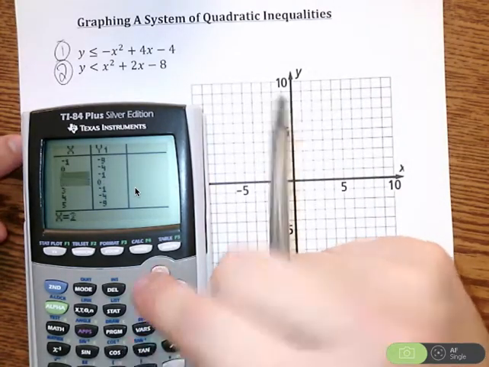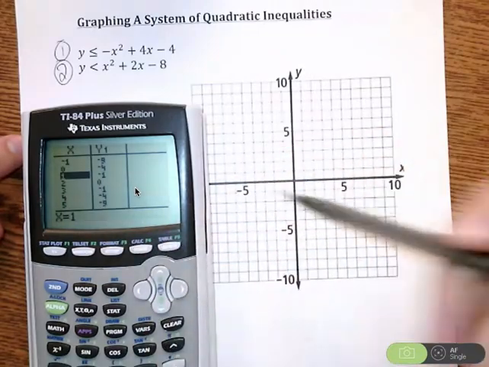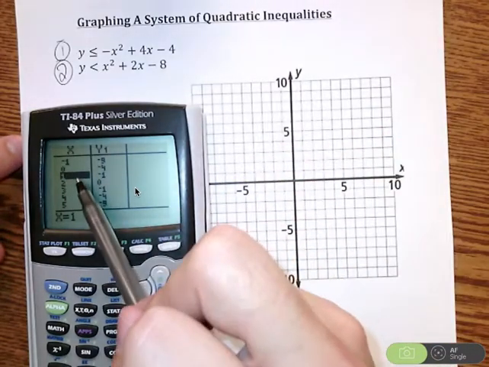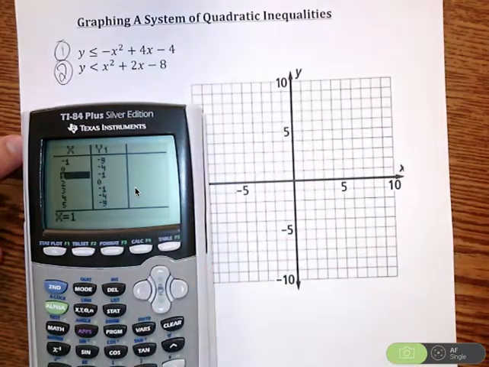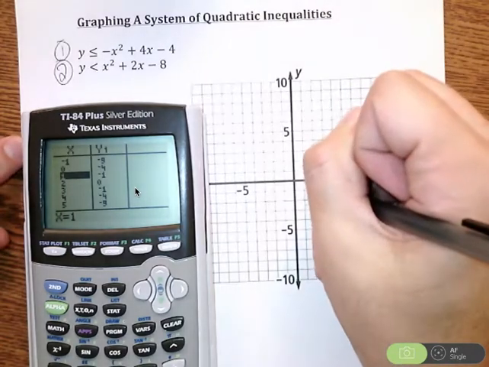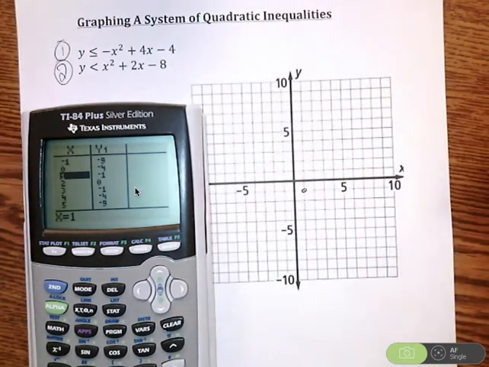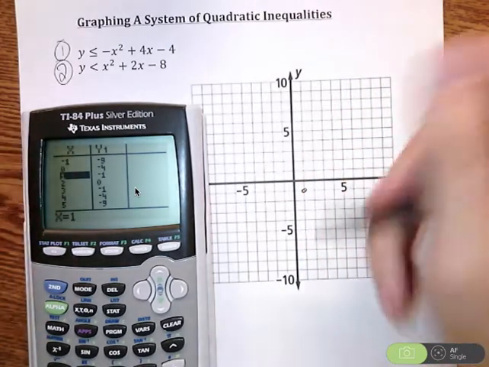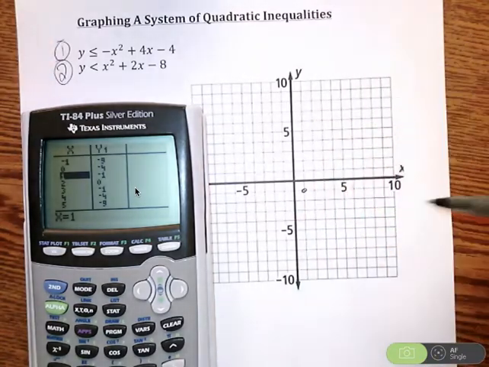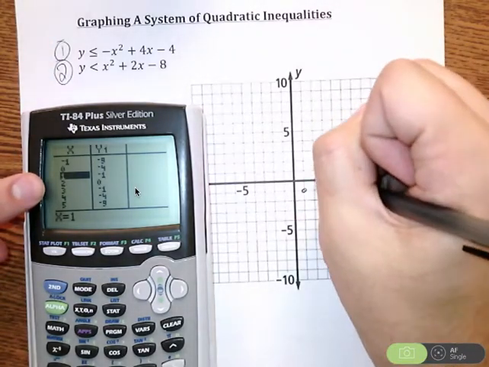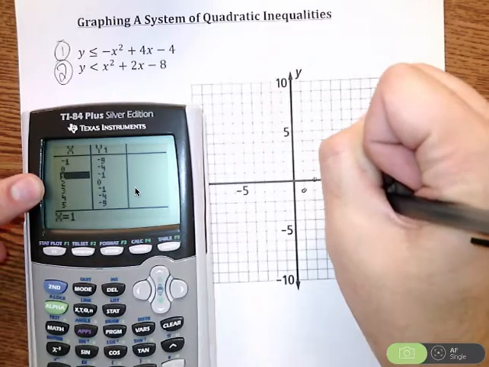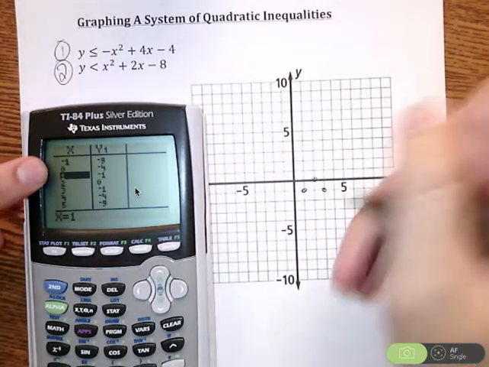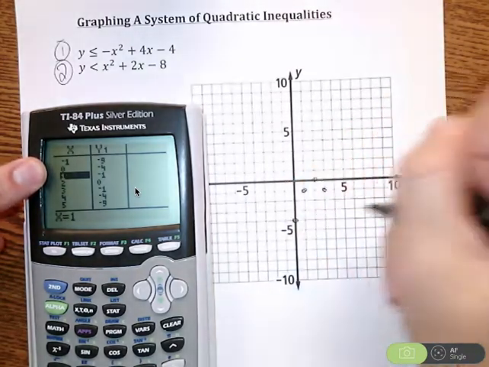So again, each of these pairs of points is a point on my graph. So for example, I have 1, negative 1 as one of my points. So I'm going to transfer all of these points onto my graph so I get the nice shape of the quadratic. So 2, 0, 3, negative 1, 0, negative 4.